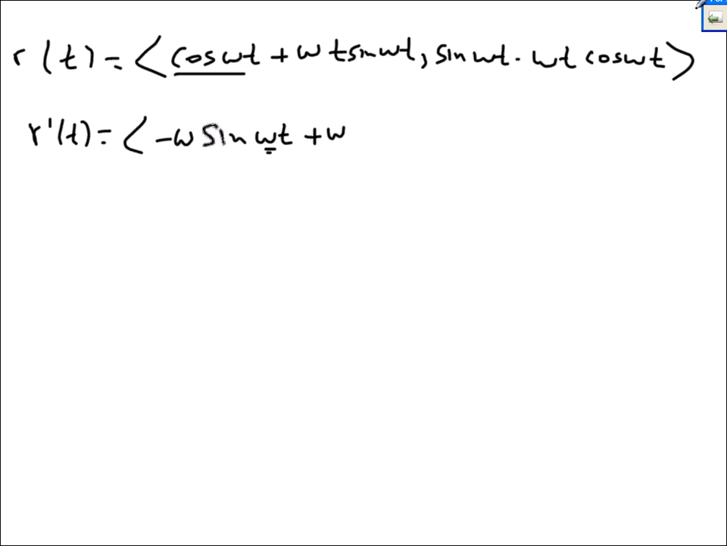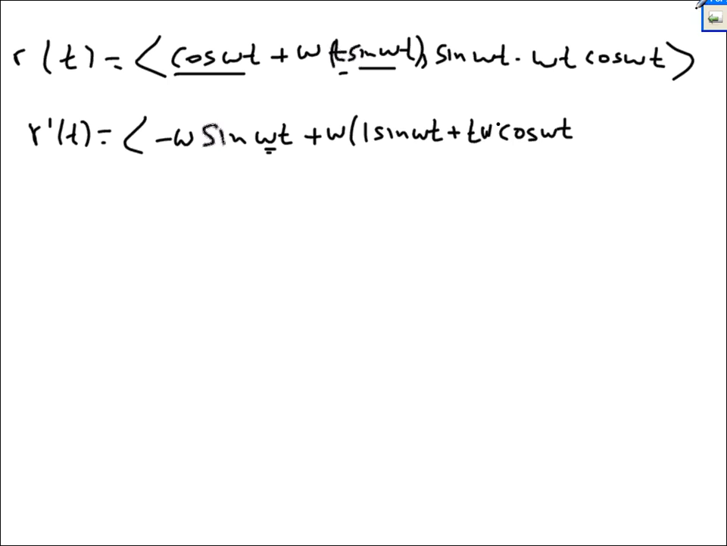Let me factor out the omega. So here we have a product, t sine omega t. The derivative of t is 1 times the second function, plus the first function, which is t, times the derivative of the sine function, which is cosine omega t times omega.